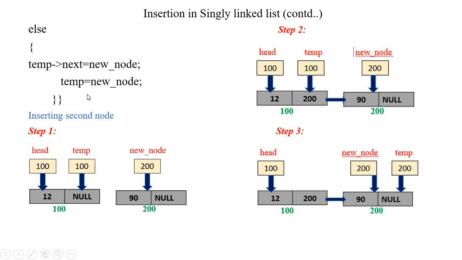Okay, so I'm making temp equal to new node. What is the value of new node? New node value is 200. So I'm doing step 3: temp is also kept as new node. Now the temp value, 100, will be overwritten with 200. So the temp will move to the next position.